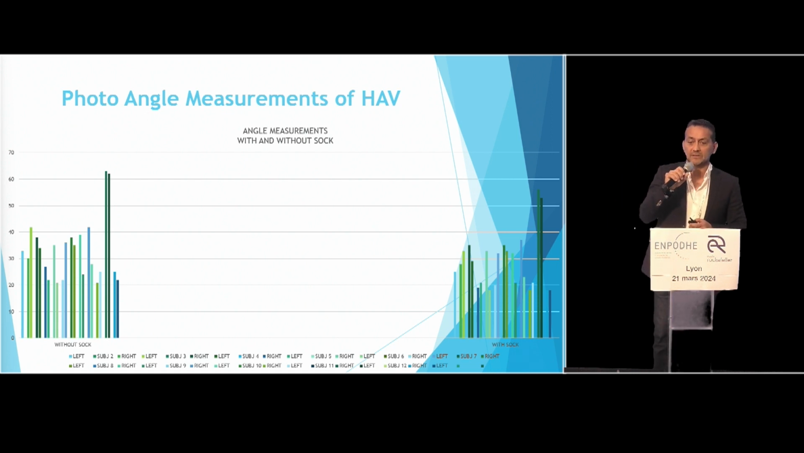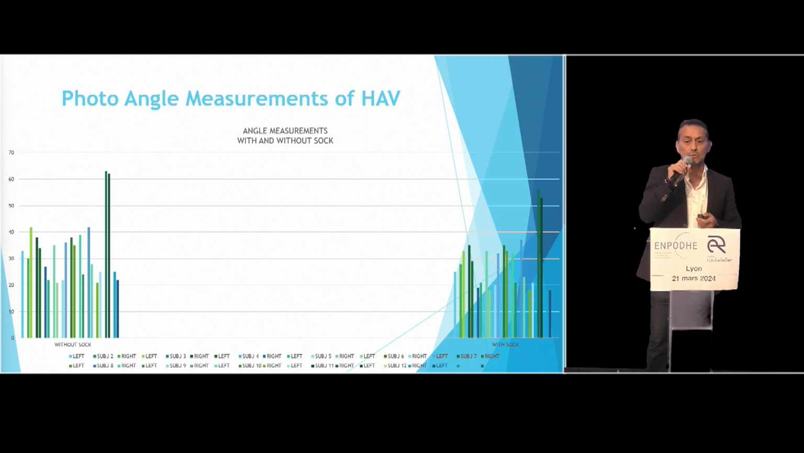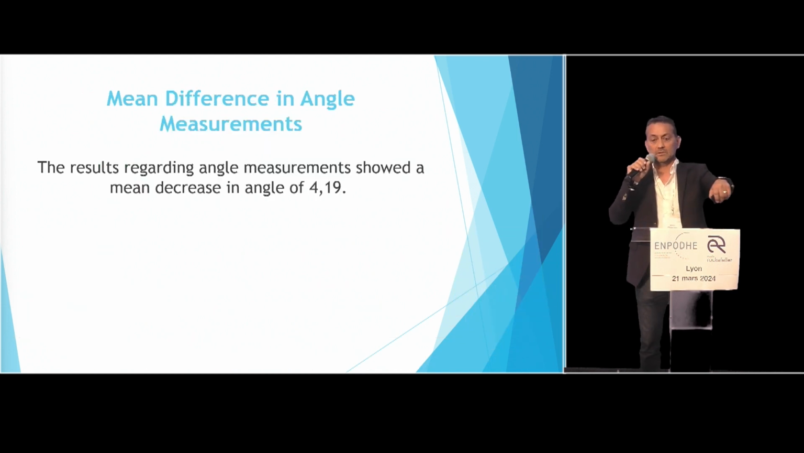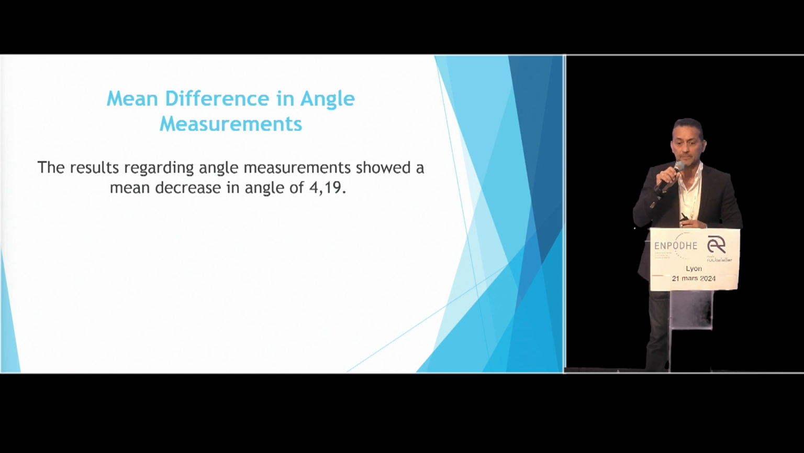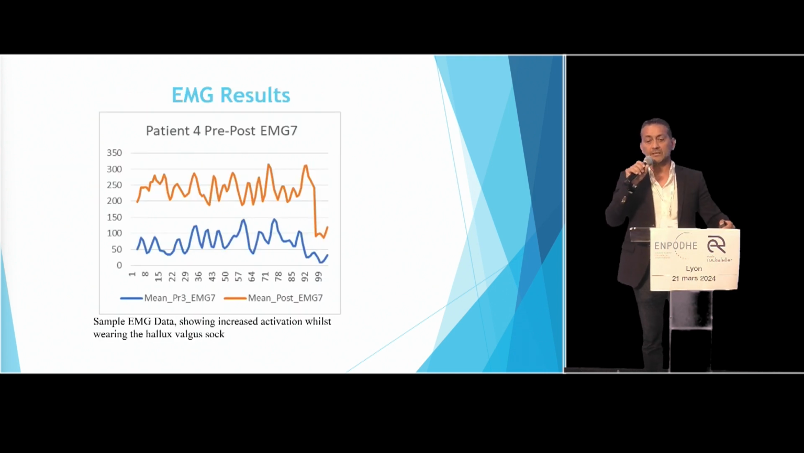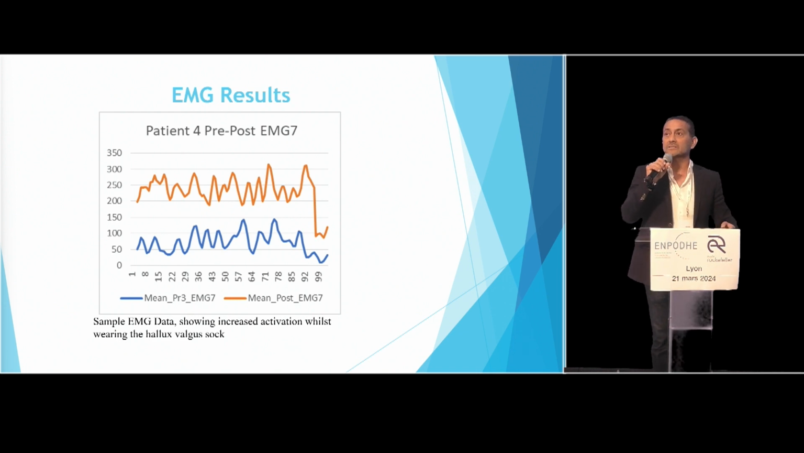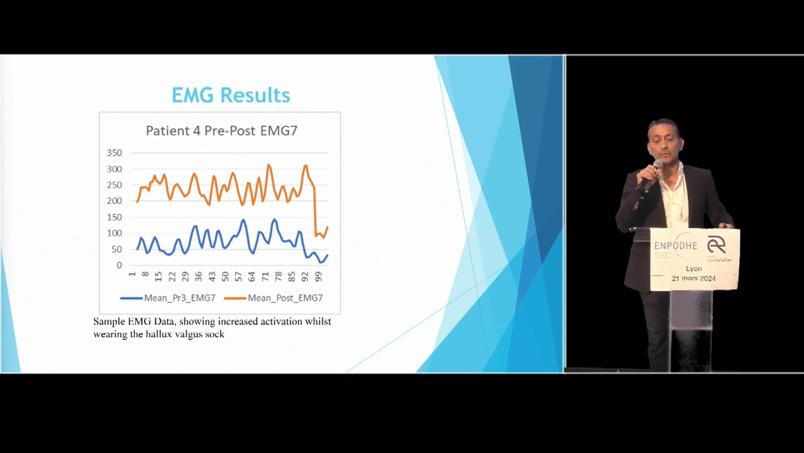The Hallux Valgus angle measurement when using the sock was actually reduced; the mean was 4.19 degrees. We had good movement by using the sock, and increased activation whilst wearing the Hallux Valgus sock, measured by the EMG sensor.